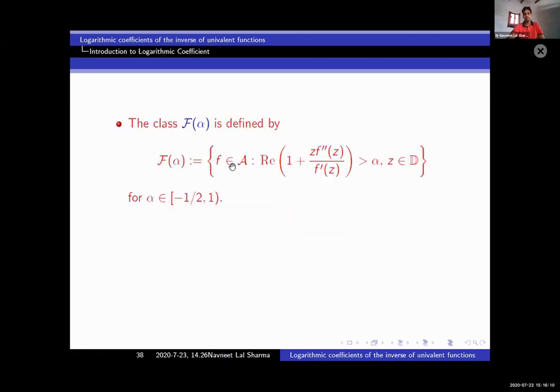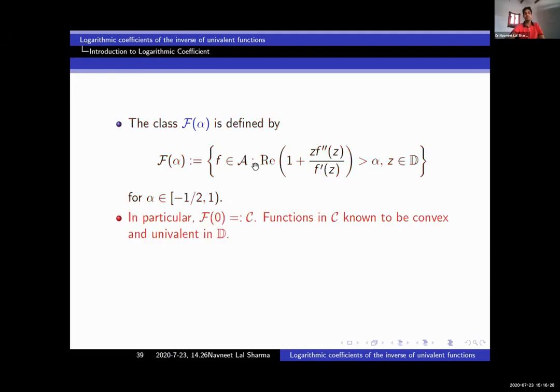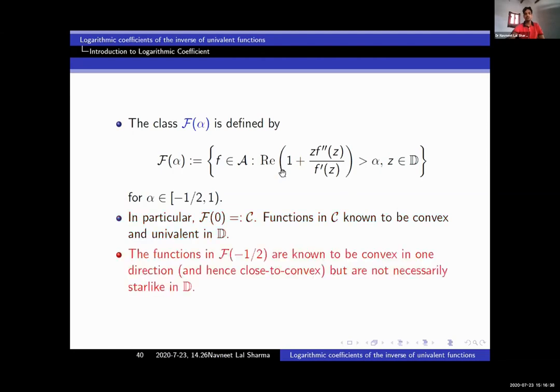Now I am going to discuss this problem for another class, and here I will use a different technique. The class F alpha is defined this way: real part of 1 plus z f double prime by f prime is greater than alpha, and alpha lies in this range, minus half to 1. If I take the particular value alpha equal to 0, then this class reduces to the class of convex functions. That means real part of 1 plus z f double prime by f prime is greater than 0. If we take alpha equal to minus half, then this class reduces to the class of close-to-convex functions, or we can say convex in one direction.